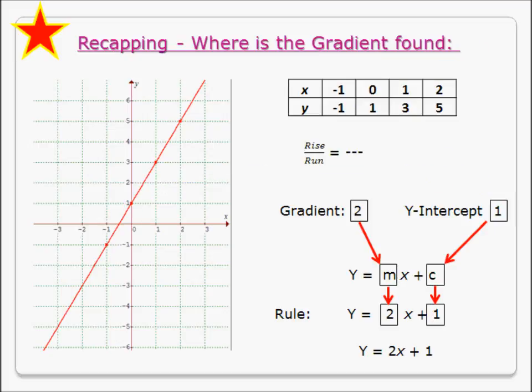What about finding the gradient? Whereabouts was the gradient? Well, the gradient can be found by drawing any triangle on the graph and counting the rise and the run, or from any point between any two places on the table. So I could choose 3 and 6, so 6 over 3 also equals 2.